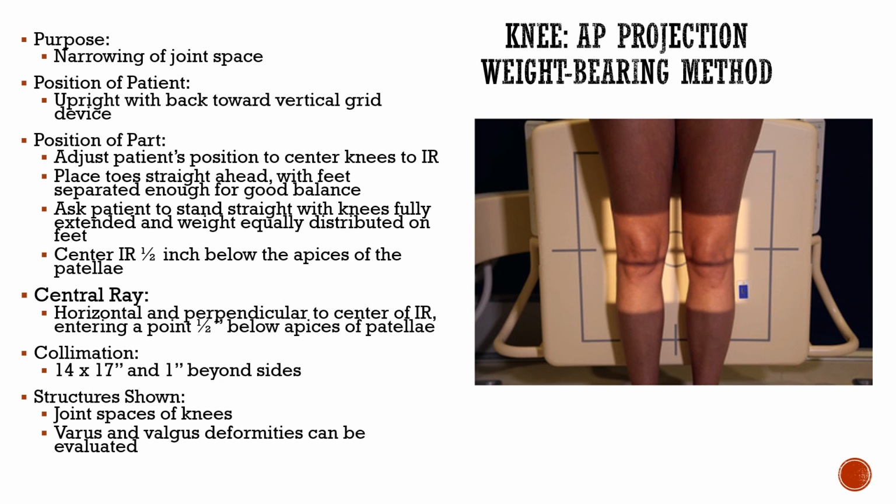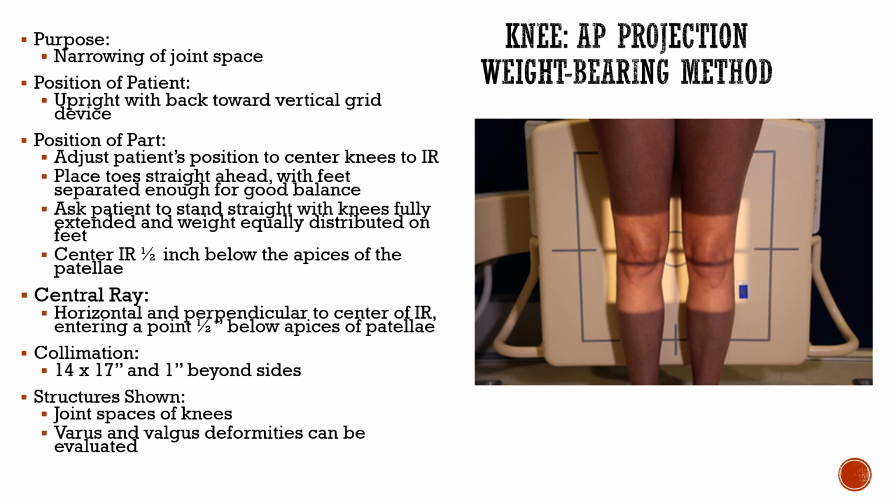Ask the patient to stand with the knees fully extended and weight equally distributed on their feet. We want to center between the two knees at a level 1/2 inch below the apices of the patella. The beam should be horizontal and perpendicular to a point, as we already said, 1/2 inch below the apices of the patella in the center between the two knees. The collimation should be 14 by 17 and 1 inch beyond the sides.